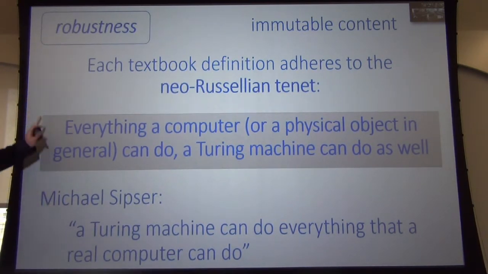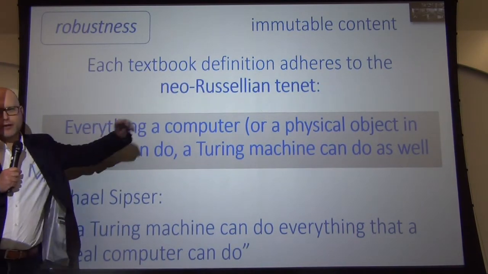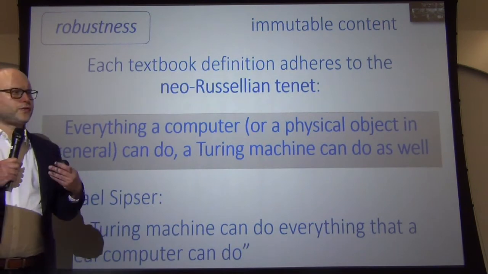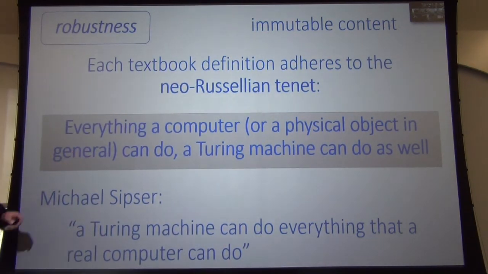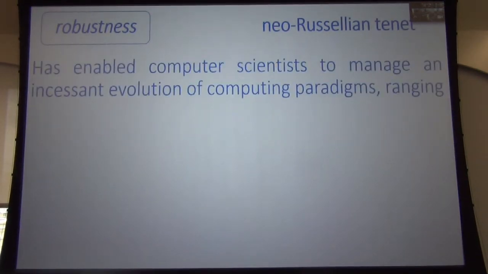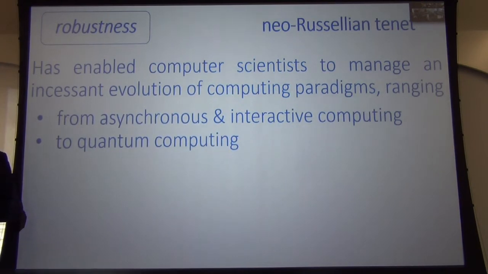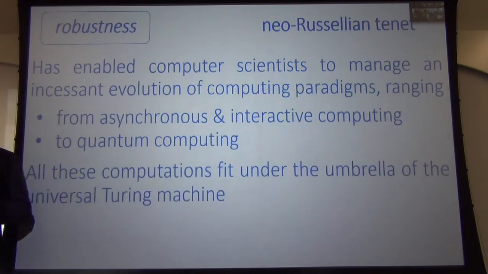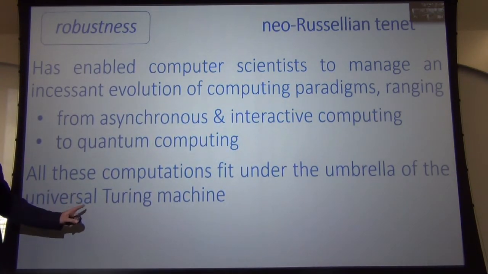This is an historical observation that in all these textbooks, there is this stronger form of logicism, a computational form of logicism in play. That's why I say neo-Russellian. And I'm going to have another slide on this. The neo-Russellian tenet has enabled computer scientists to manage an incessant evolution of computing paradigms ranging from asynchronous and interactive computing to quantum computing. All these computations fit under the umbrella of the universal Turing machine.